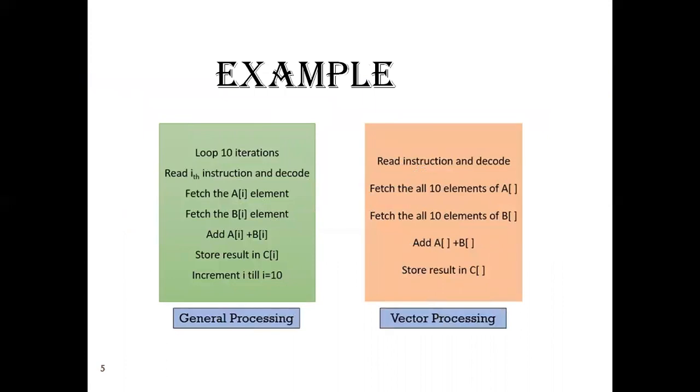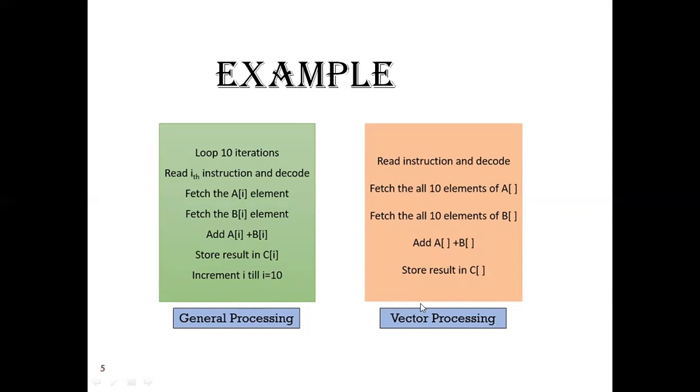Let's take an example. Here in general processing: loop 10 iterations, read the ith instruction and decode, fetch the A of I element, fetch the B of I element, add A of I plus B of I, store the result in C of I, increment I till I equals 10.